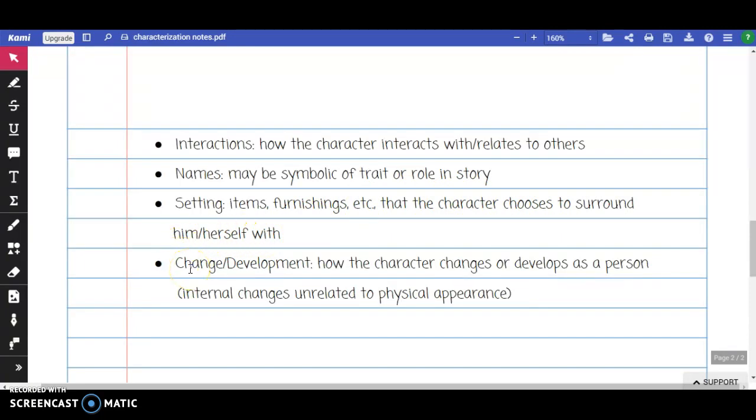And finally, change or development. So how the character changes or develops as a person tells you something about the character. Remember, these are internal changes unrelated to the character's physical appearance. So changes in clothing, hair color, height, weight, none of these things count as change or development for characterization. Characterization's changing and development is internal and has to do with what kind of person the character is.